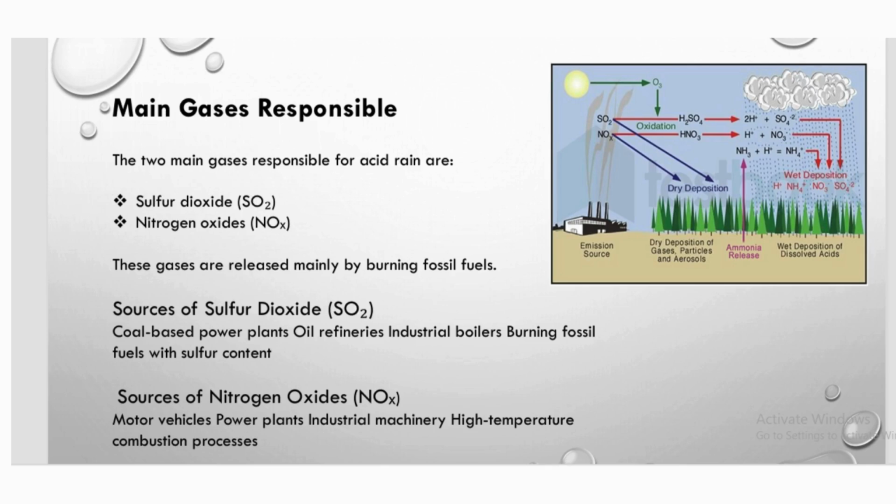So the main gases responsible for acidic rain are two: sulfur dioxide and nitrogen oxide. These gases are released mainly by burning fossil fuels. The sources of sulfur dioxide are coal-based power plants, oil refineries, and industrial boilers burning fossil fuels with sulfur content. The sources of nitrogen oxides are mostly vehicles, power plants, industrial machinery, and high-temperature combustion processes.